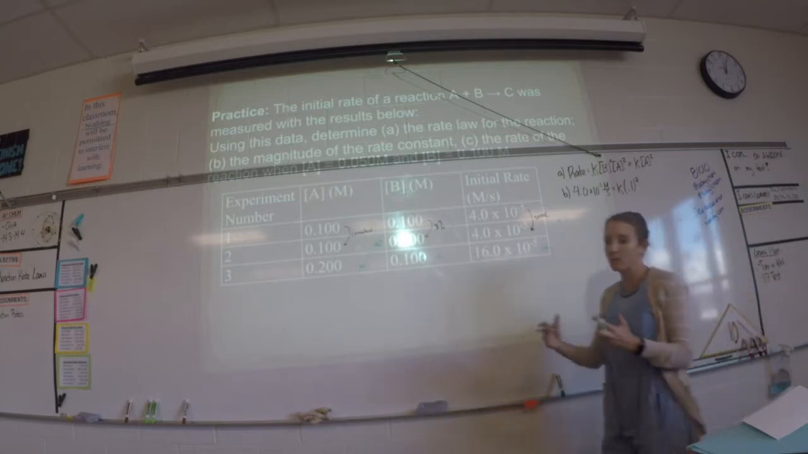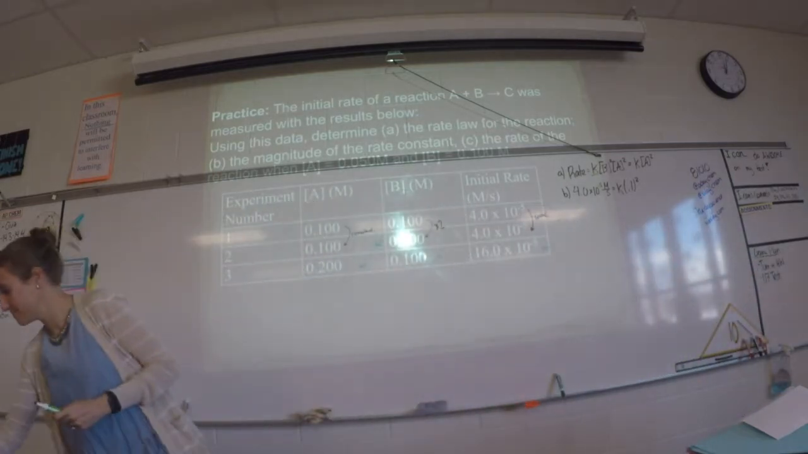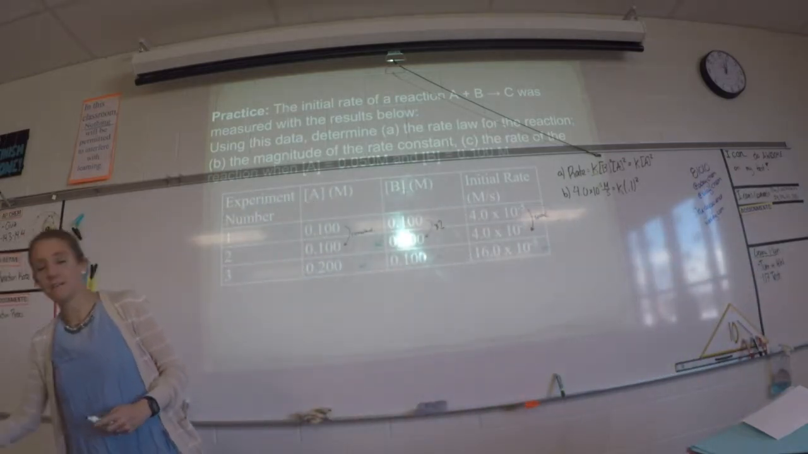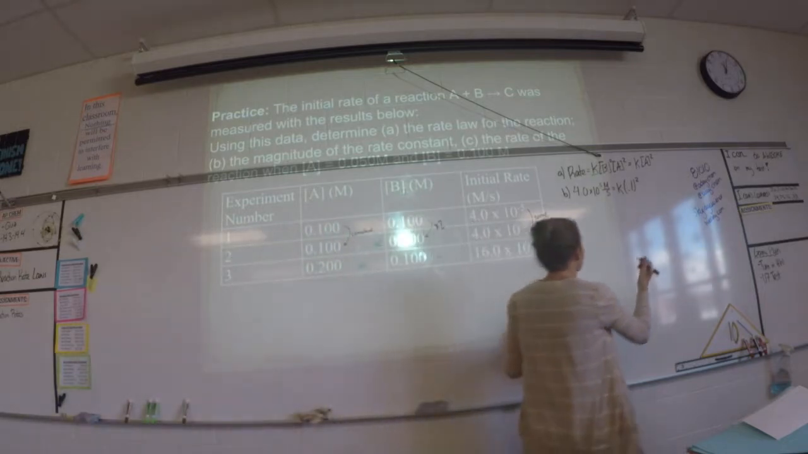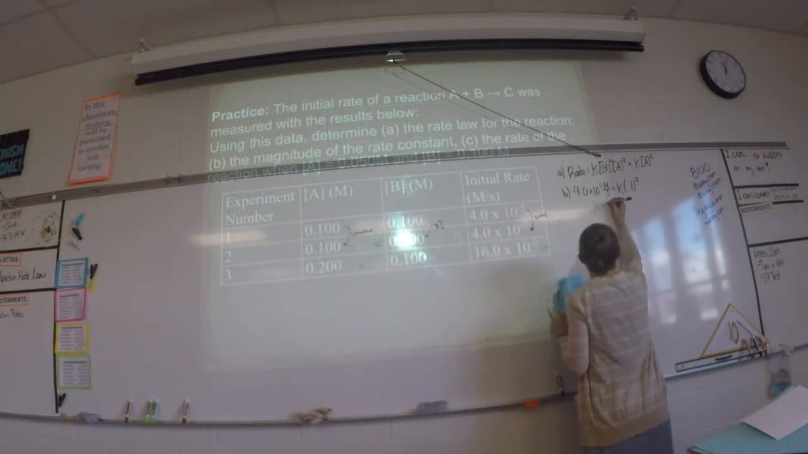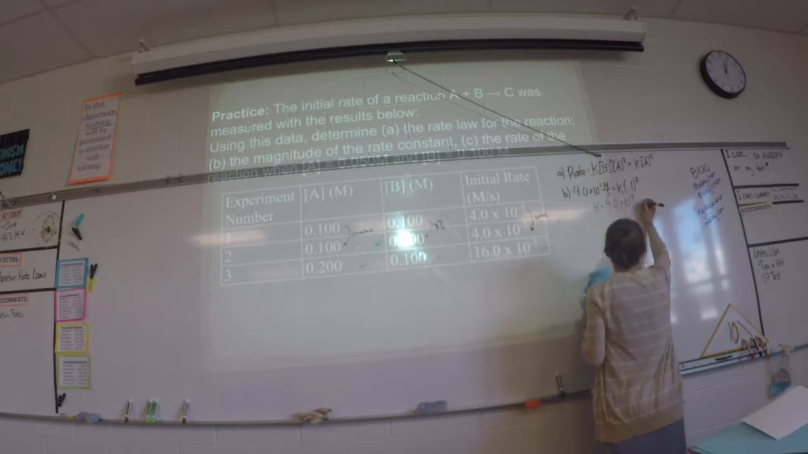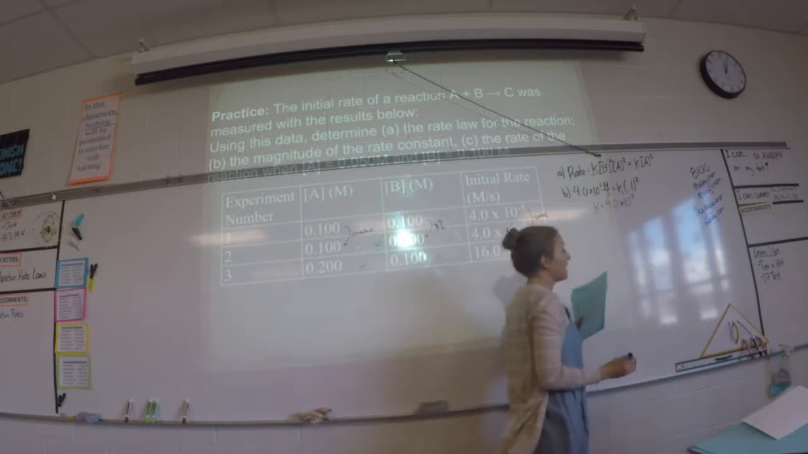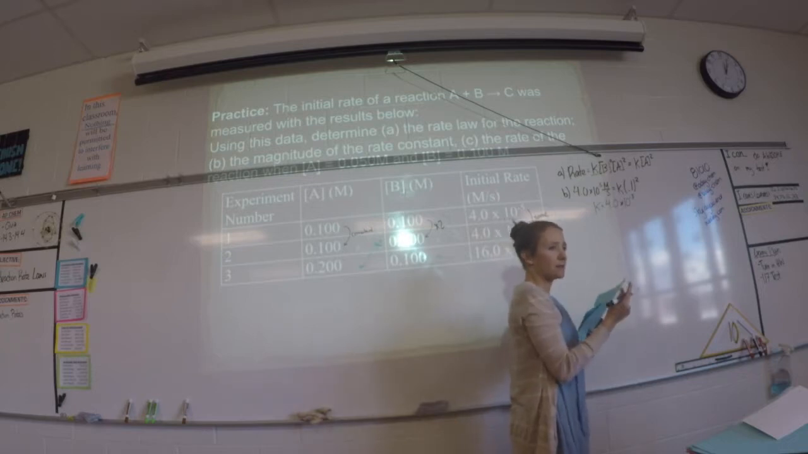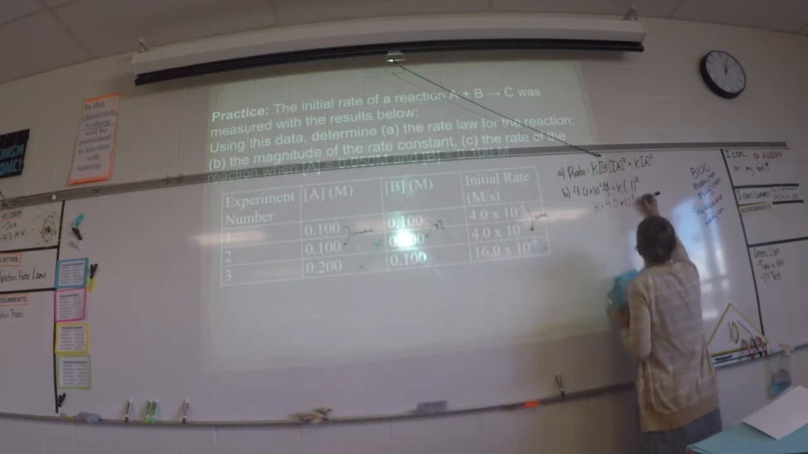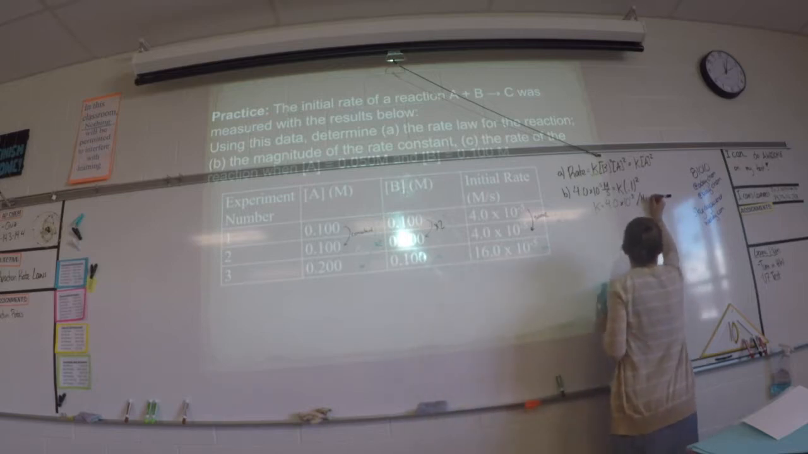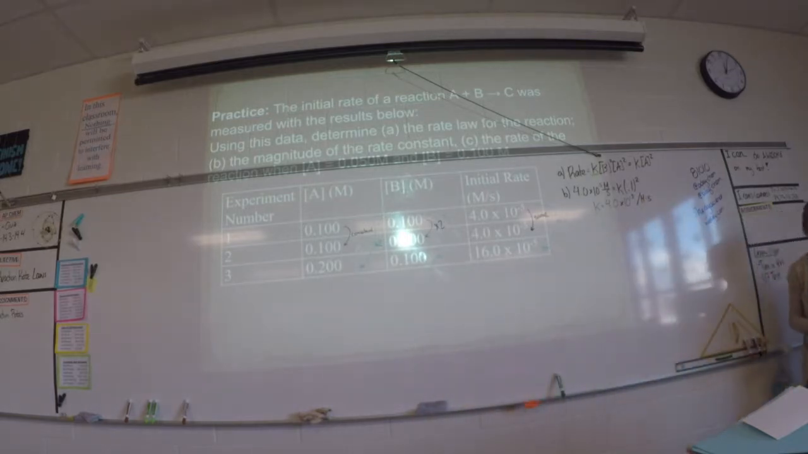Alright, so to find K, once you have a rate law, you just plug that in. You get 4.0 times 10 to the negative 3. Yes. And once again, if you track your units, or if you remember, because it is second order overall, it would be molarity to the negative one times seconds to the negative one, because of division. Okay, questions on finding K?